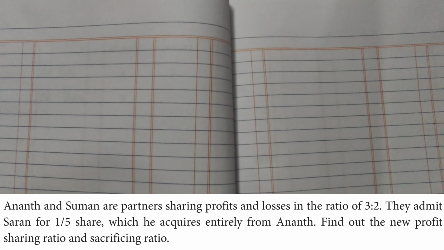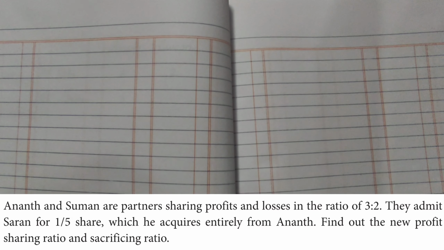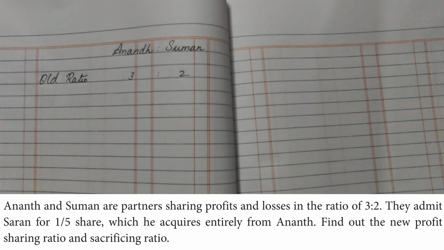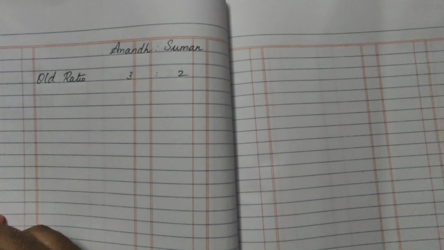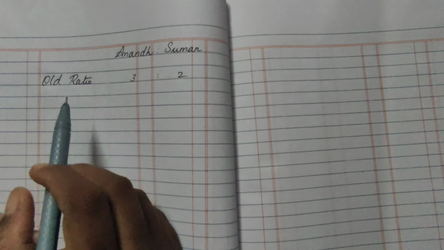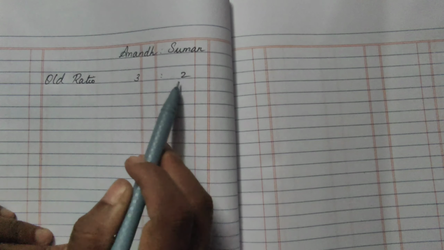So in this sum, Anand and Suman are partners sharing profits and losses in the ratio 3:2. So Anand and Suman are the old partners and their profit sharing ratio is 3:2. So this 3:2 is the old ratio. I'm going to write down the information given in the sum as we are reading it. So the first information that is given is the old ratio, which is 3:2.